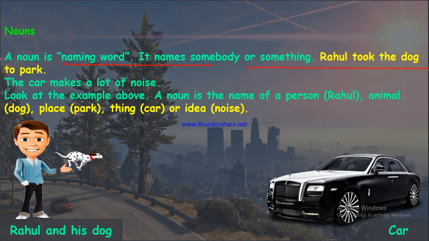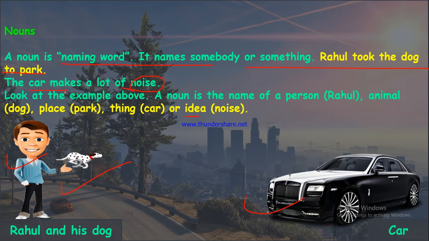For example, Rahul took the dog to the park. There is Rahul and there is his dog. Whatever things exist on this earth are called nouns. Okay, the car makes a lot of noise. But a Rolls-Royce doesn't make any kind of noise, just an example. Noise will also be a noun because it is an idea. Don't be confused that noise doesn't exist physically, but still it is a noun.